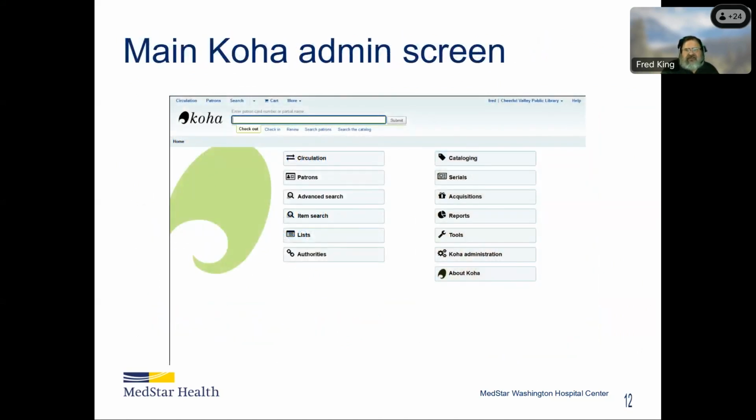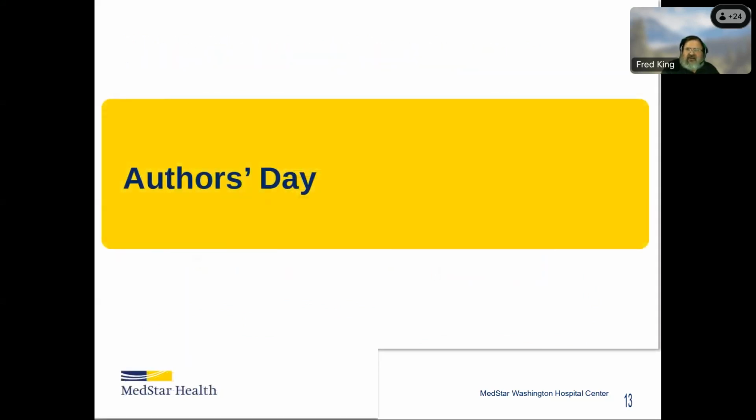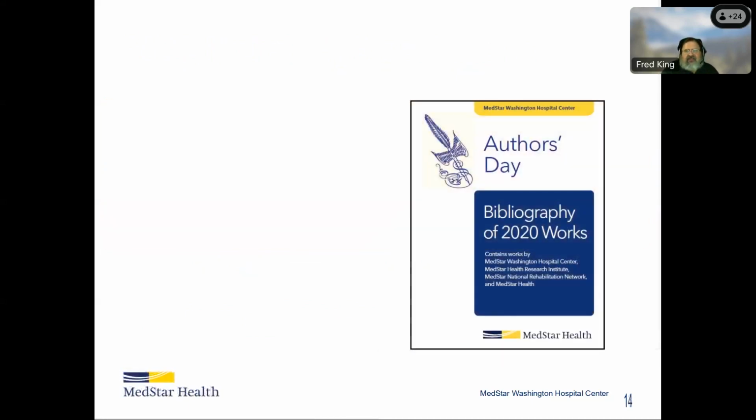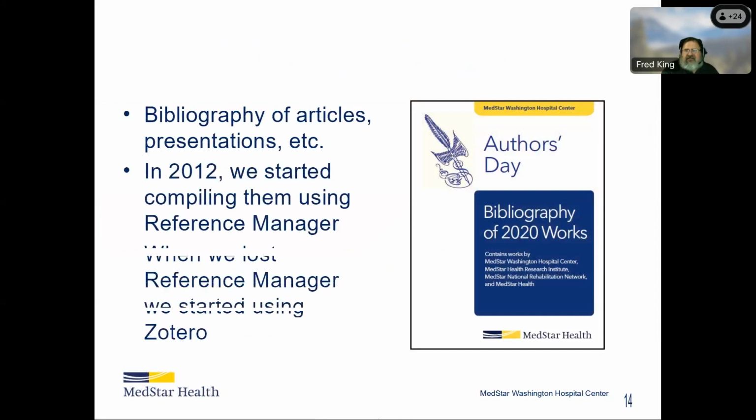This is what the main screen looks like. I find it really intuitive. You want to circulate a book, click on circulation. You want to set things up, administration, cataloging. So this whole project started with Authors Day. The library has been following local authors for a very long time. Before I started in 2005, then we got reference managers, started putting them in a database, producing a printed bibliography. We don't have that anymore, so we're using Zotero, also free.